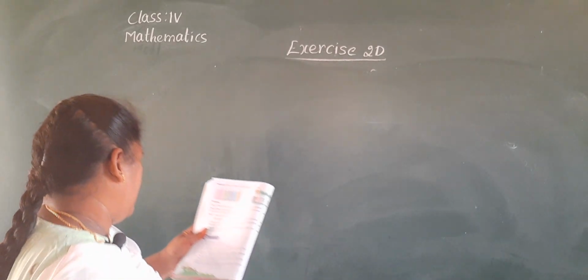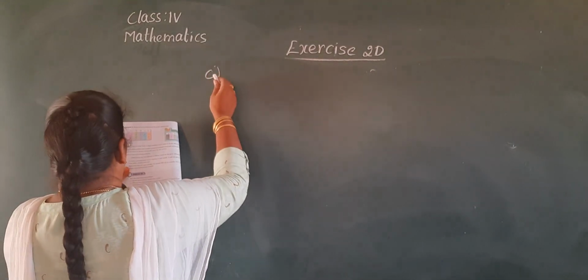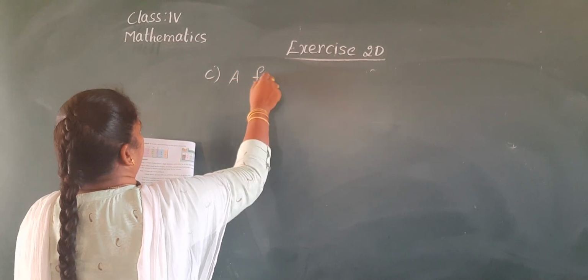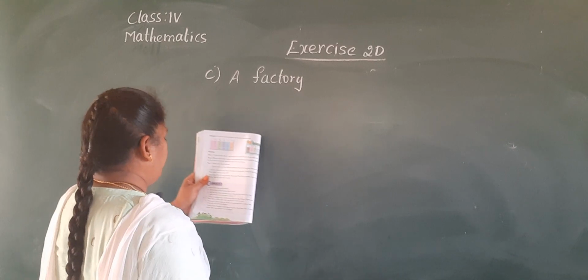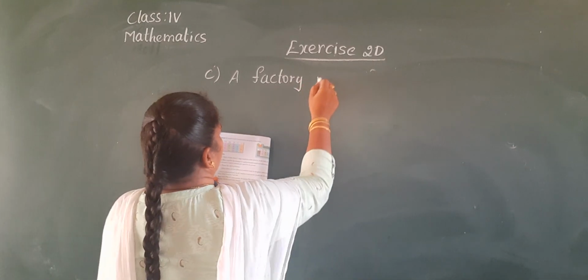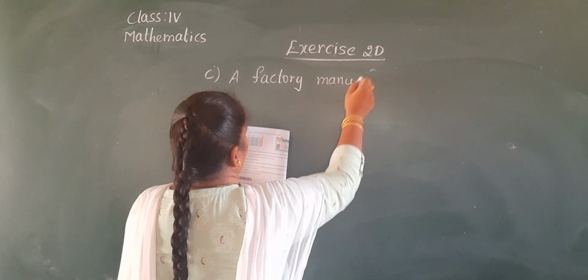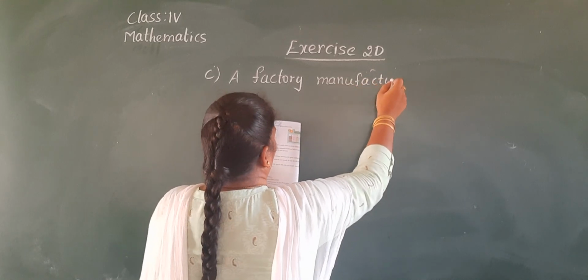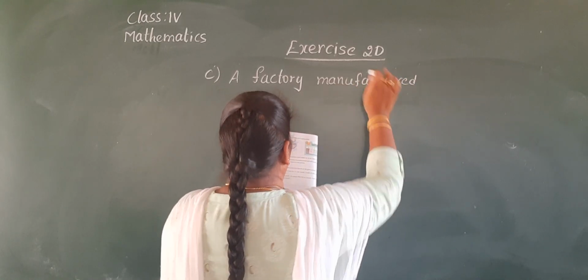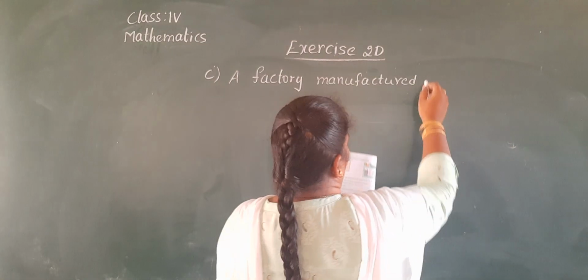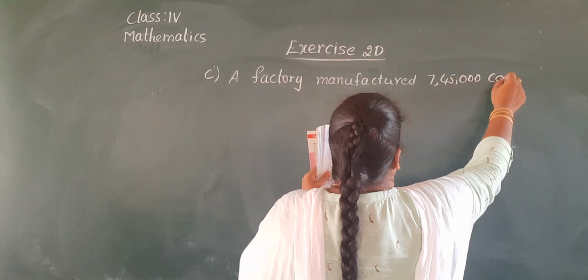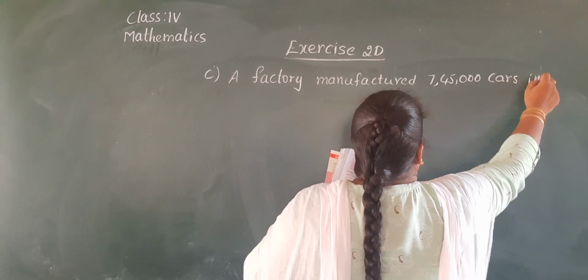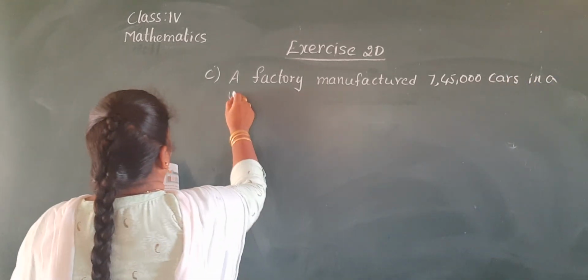So next question. See, write along with me. A factory. Note down in your classwork, all of you. A factory manufactured 7,45,000 cars in a year.